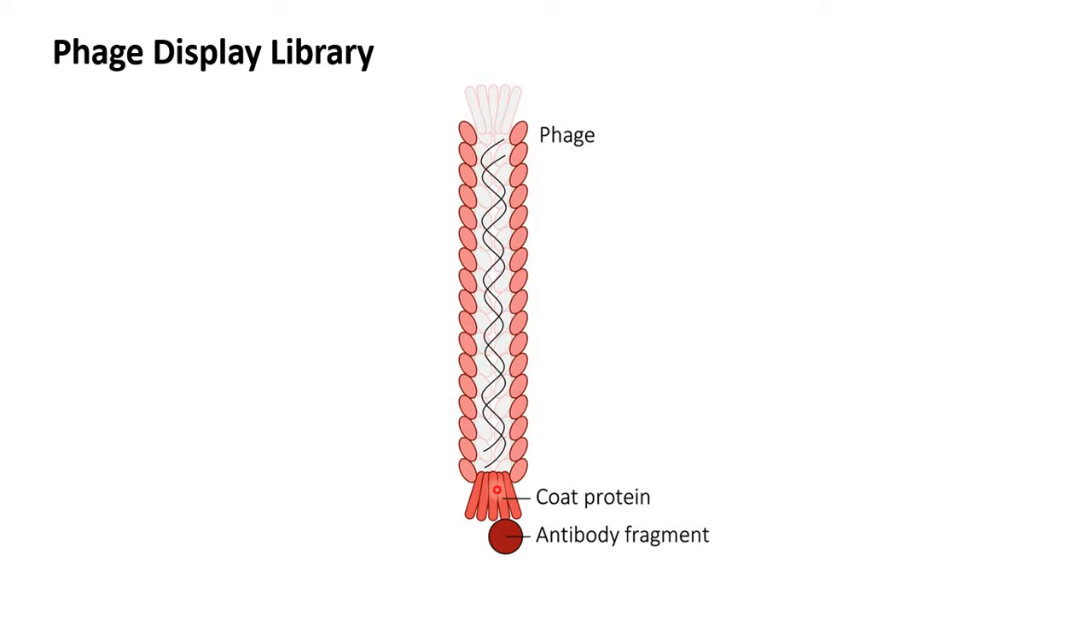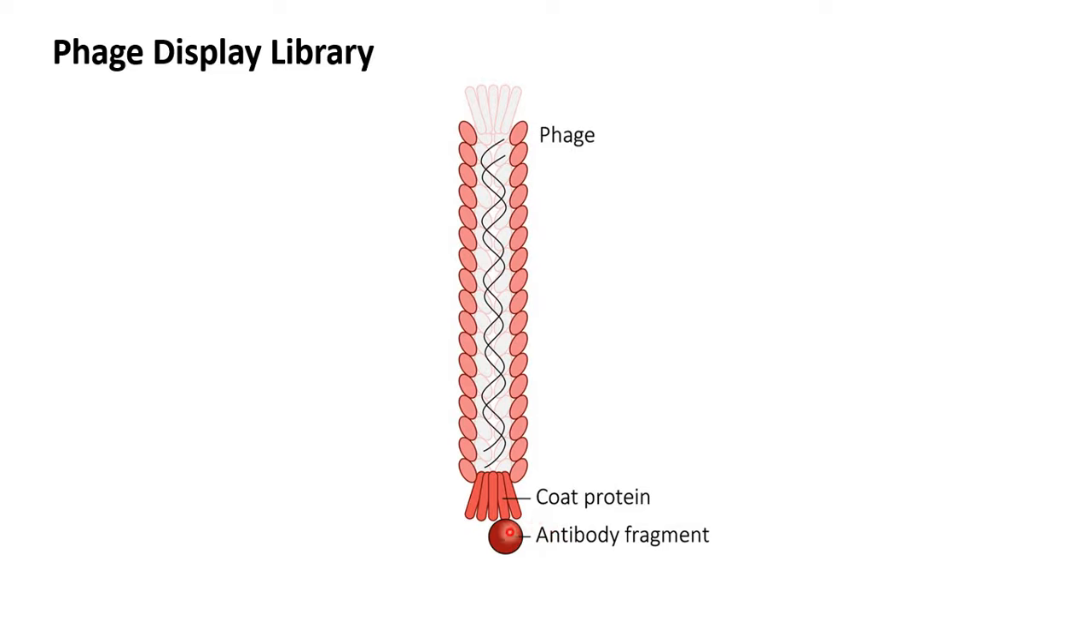So what scientists have done, they have fused the coat protein with the antibody fragment inside this vector, and when this virus is expressing this coat protein, it is also expressing the antibody fragment. So, in short, the phage virus is displaying the antibody fragment when it is fused with the coat protein. This is the coat protein, this is the antibody fragment.